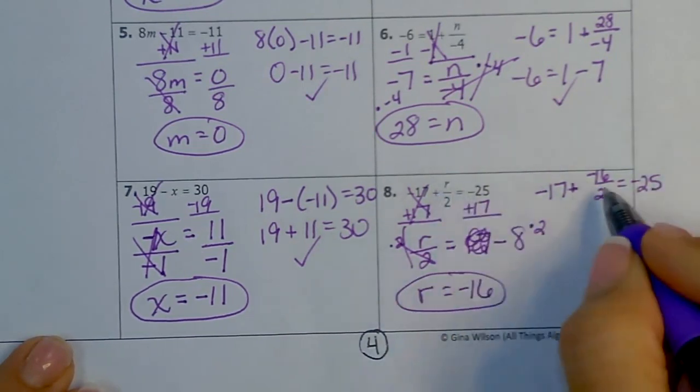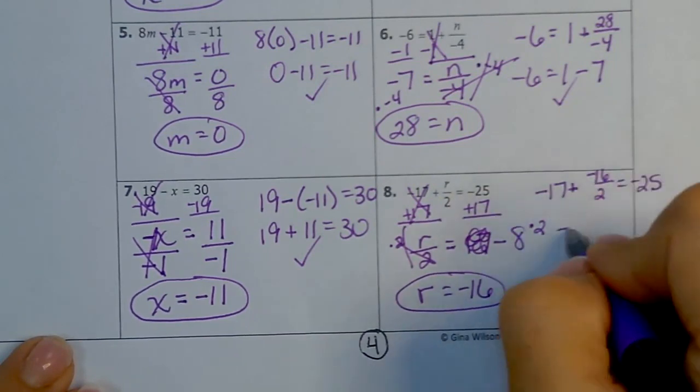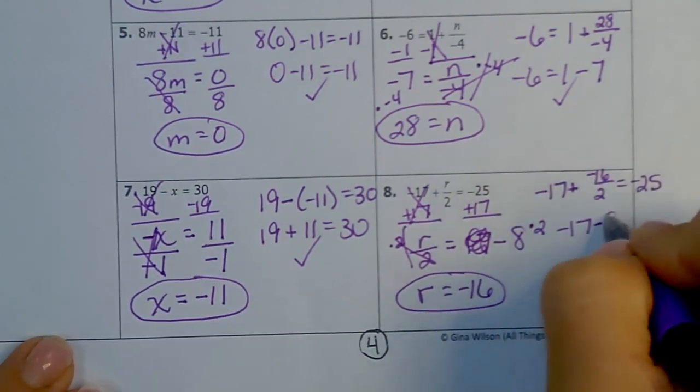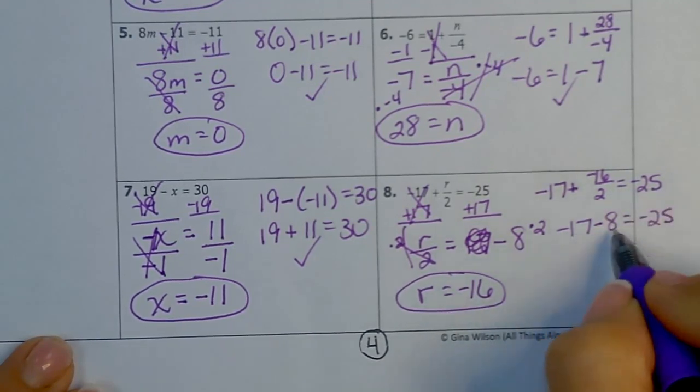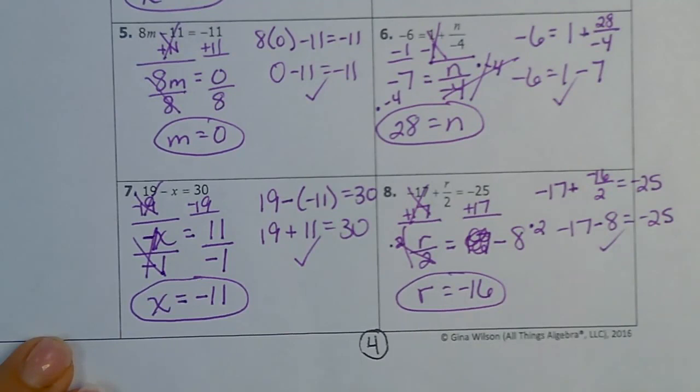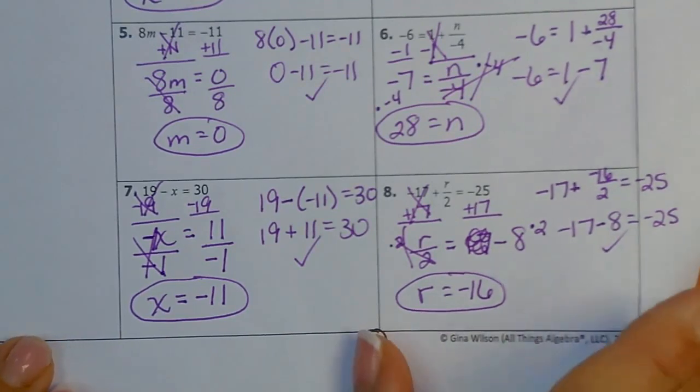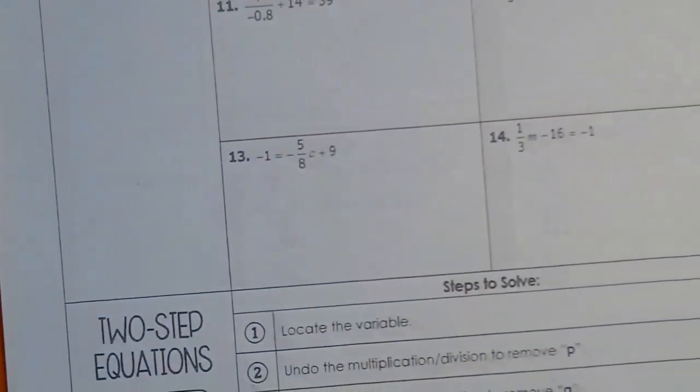Okay, so I've substituted this for r. Let's figure out what this is. Negative 17 minus 8 is negative 25.